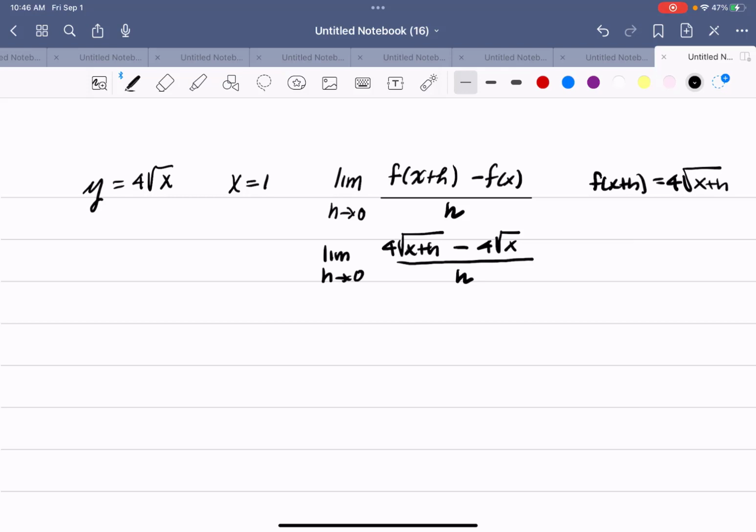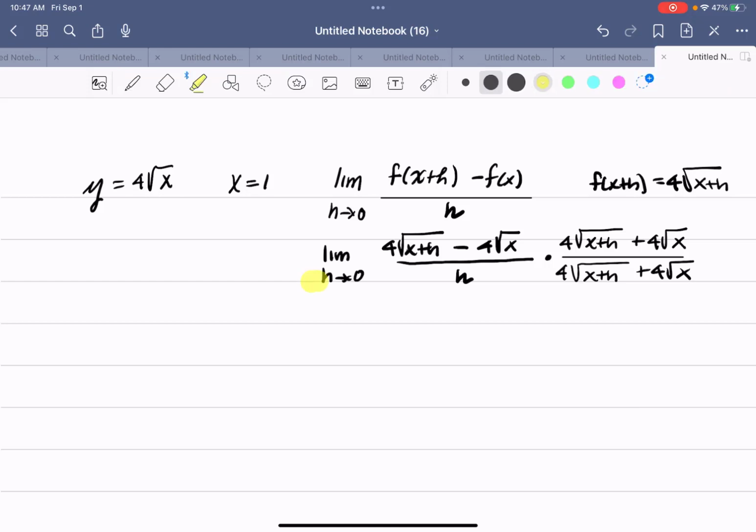So what I have to do is multiply both the numerator and the denominator by the conjugate. So 4 square root of x plus h plus 4 square root of x. On the bottom, 4 square root of x plus h plus 4 square root of x. You see, I can't simply substitute h as 0 because I would get a 0 denominator. So this is the technique we use.